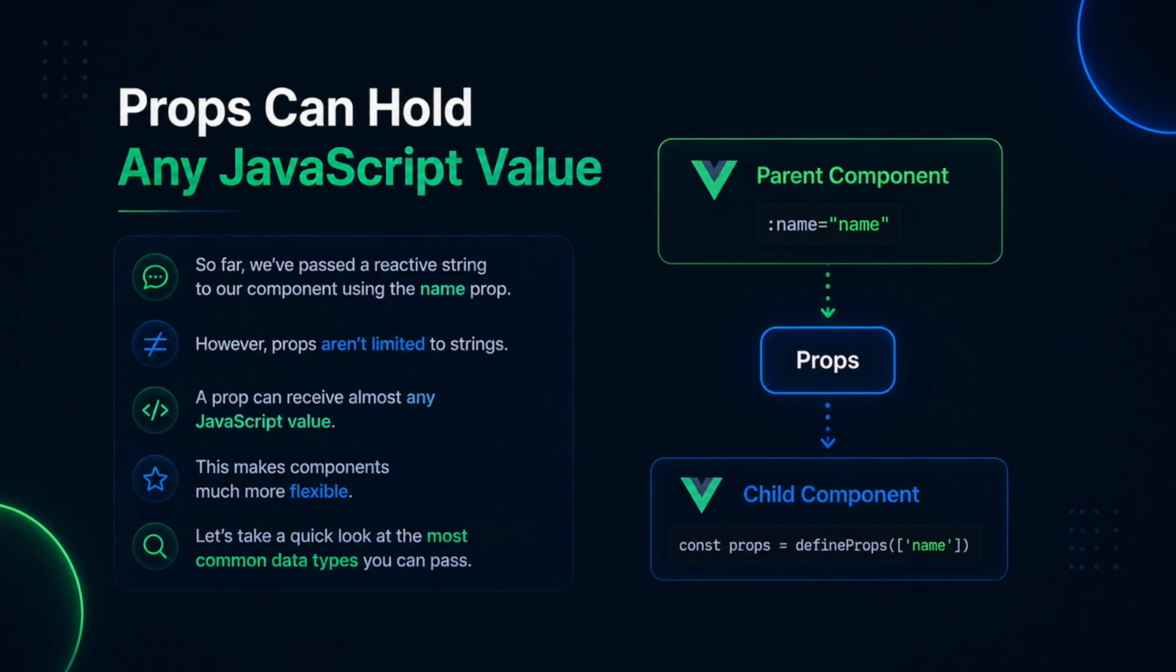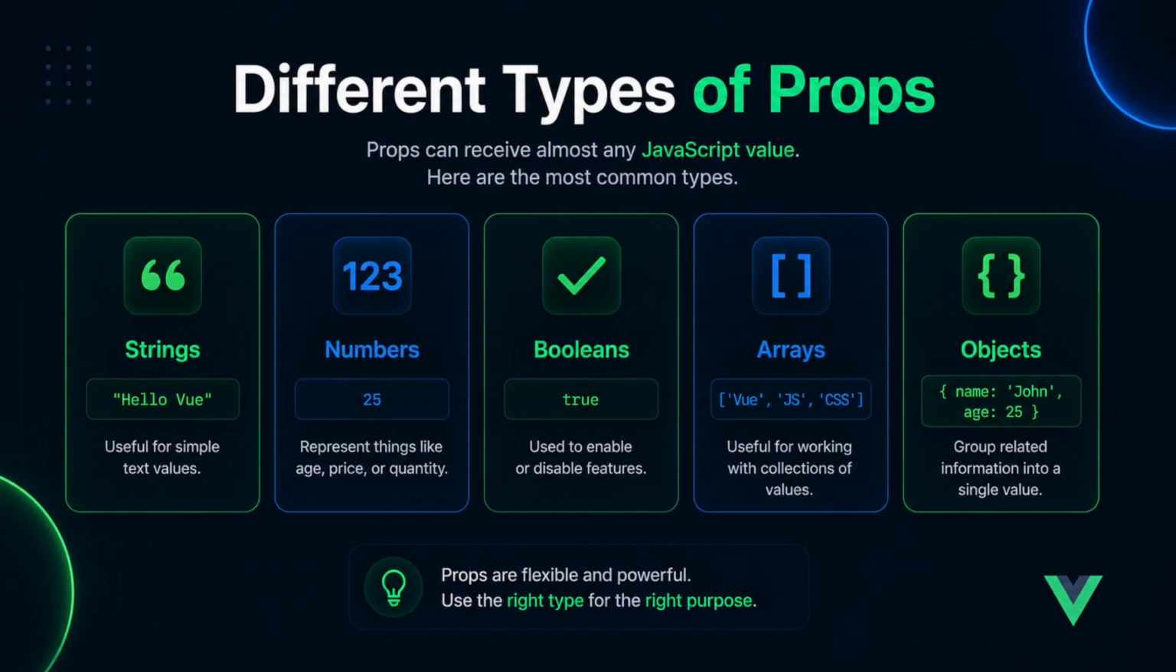Let's take a quick look at the most common data types you can pass. Strings are useful for simple text values. Numbers can represent things like age, price, or quantity. Booleans are commonly used to enable or disable features. Arrays are useful whenever a component needs to work with a collection of values. And finally, objects let us group related information together into a single value.